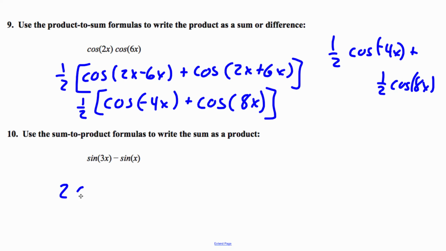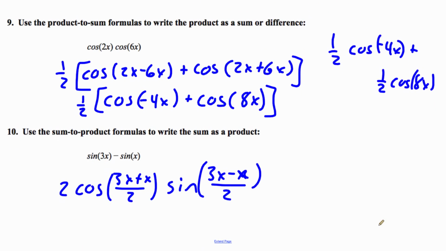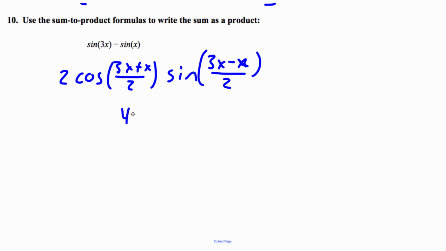So we're going to go 2 cosine of, add the two angles together, so 3x plus x all over 2, times the sine of, now we're going to subtract the angles, 3x minus x all over 2. Now we can simplify this down. So if we take 3x plus x, that's 4x over 2. So we've got 2 cosine of that fraction times the sine of, subtracting these, we get 2x over 2.